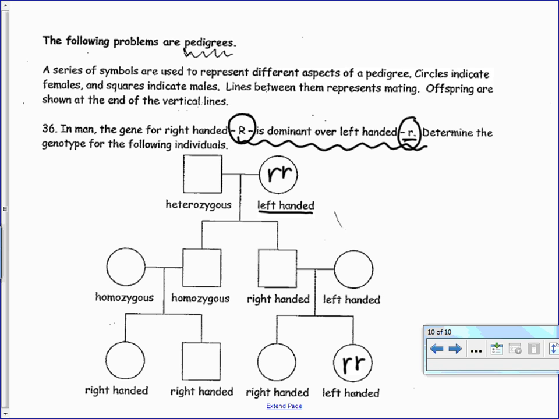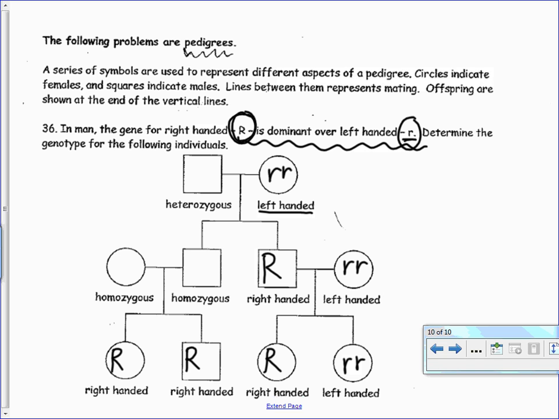So I'm going to fill in their genotypes that I know for sure. Now, if somebody is right-handed, I know for sure they have at least 1 dominant allele. I don't know if they're homozygous or heterozygous necessarily, but I know they for sure have 1 dominant allele. So I fill in the right-handed people with 1 dominant allele. The point is to try and fill in the whole chart, or as much as possible.